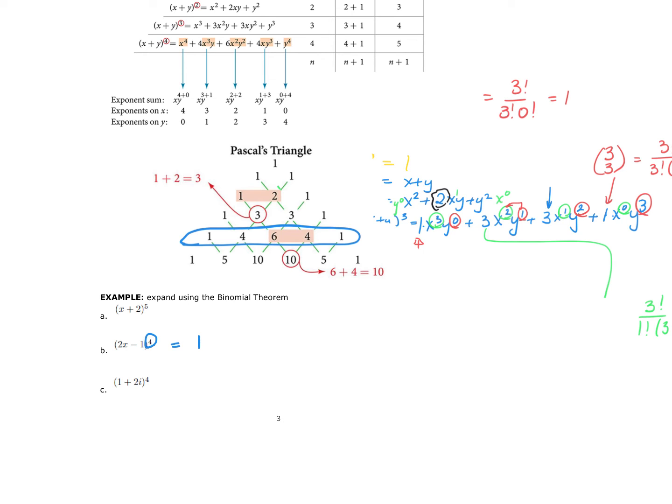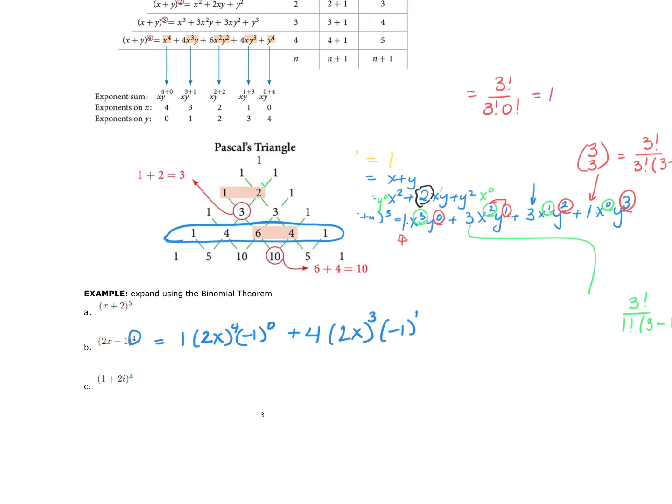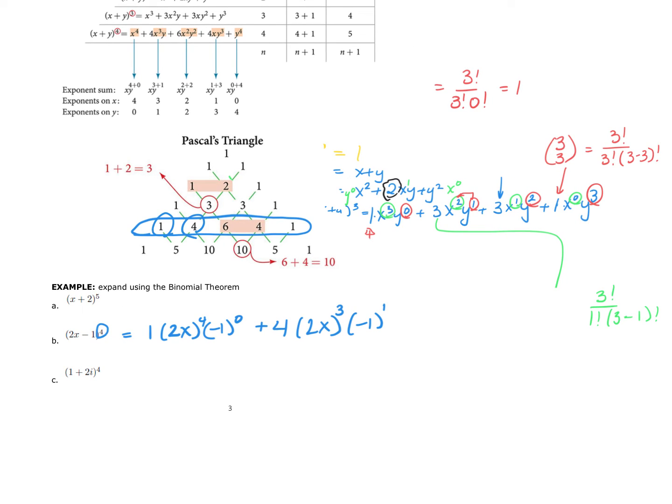So this is going to be 1 multiplied by 2x to the 4th, negative 1 to the 0. Again, I don't have to put to the 0, but I like to. And then I have a coefficient multiplier of 4. So that's a 4, not a negative. That is just a 4. That looks like a negative. It is 4. 2x raised to 1 power less, so to the 3rd power, negative 1 to the 1 power. There's my 1, there's my 4.